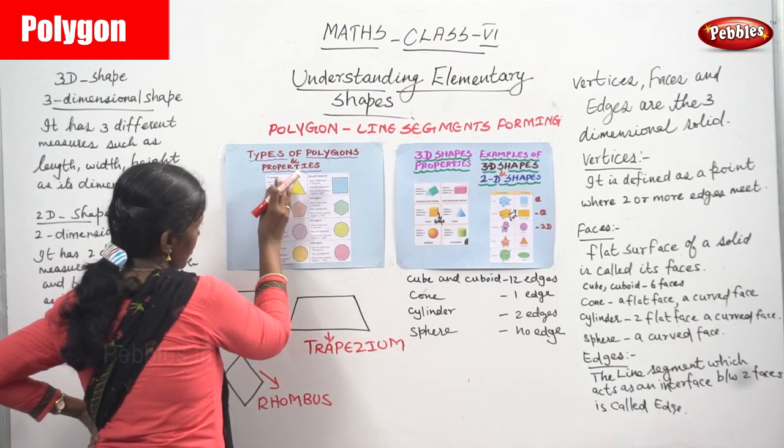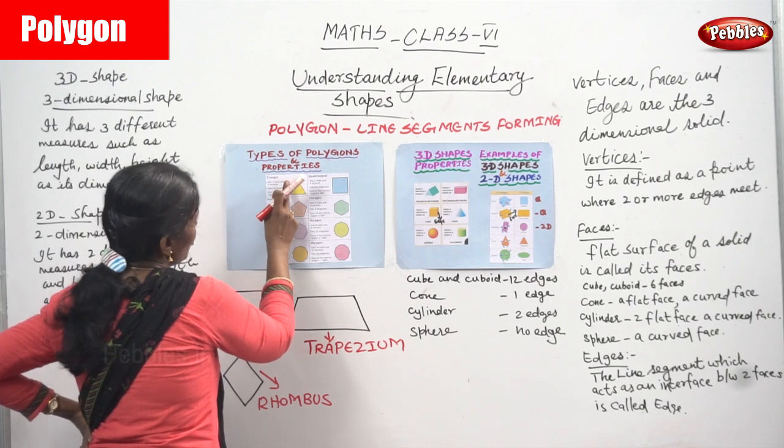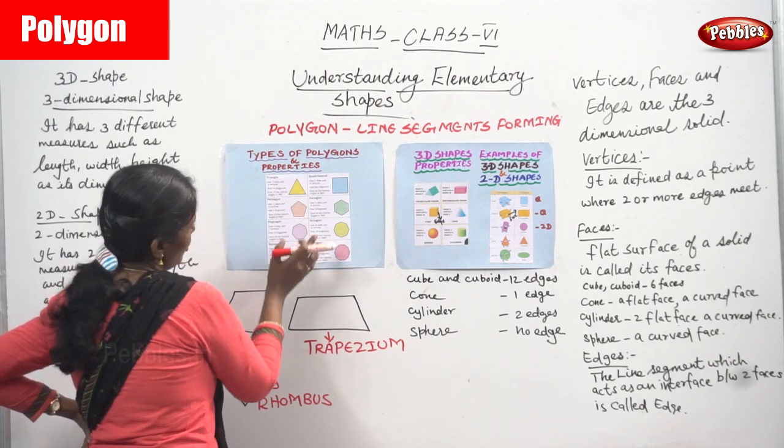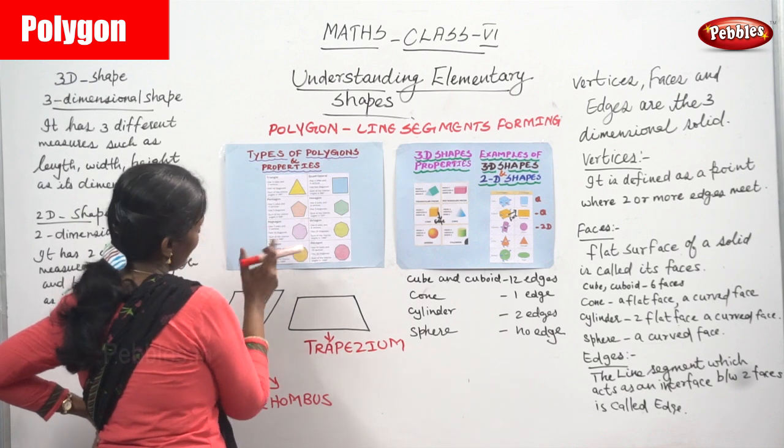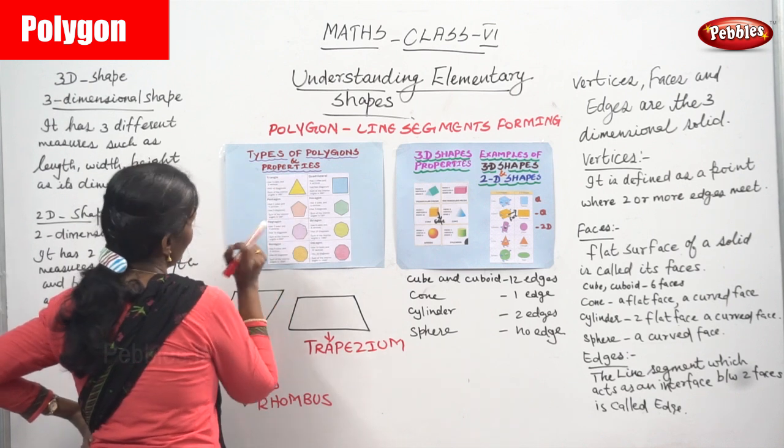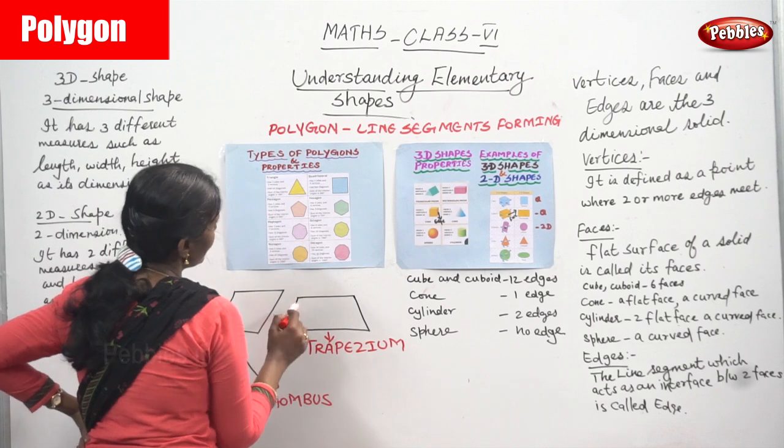It is the least side polygon, nothing but a triangle. So it has only 3 sides compared to other polygons, because it is a very least side polygon. We can call it a triangle. It has 3 sides and 3 vertices.